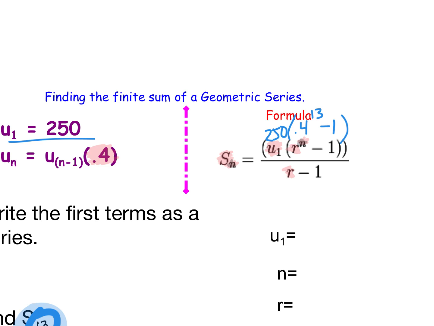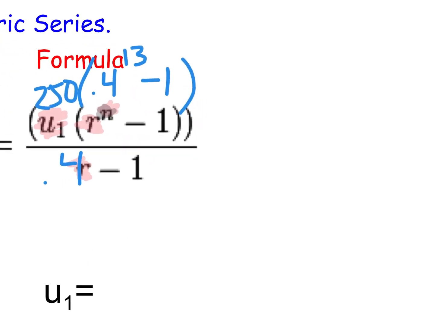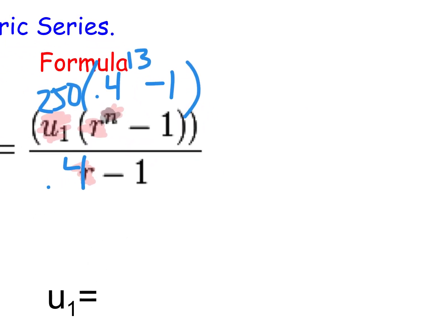Victoria, what's the R again? 0.4. Good. So 0.4 minus 1. Put that into your calculator and see what you get. I would do some parts in my head, but if you're not good at it, then do it on your calculator, that's fine.